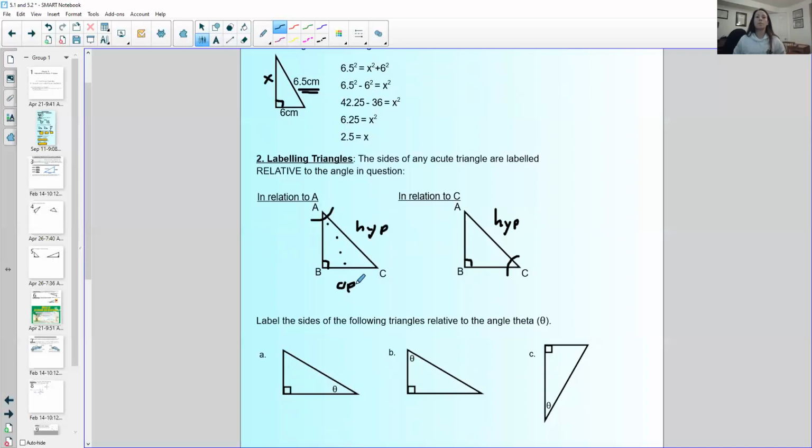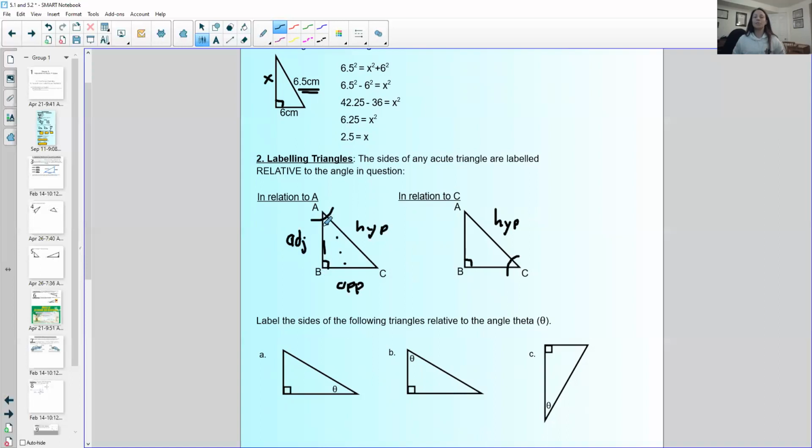Opposite is another word meaning across. Okay, this side over here, which is beside the angle in question, is called your adjacent. Okay, there you go, ADJ, adjacent. And adjacent means beside. So this is beside angle A, so it's the adjacent, and this is across from angle A, so this is the opposite.